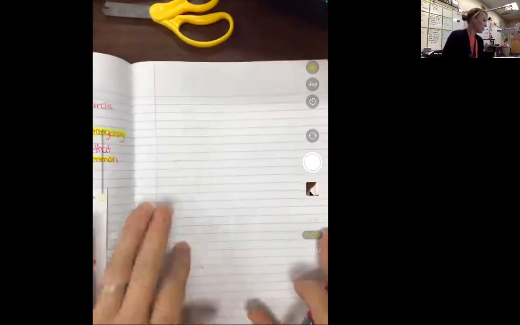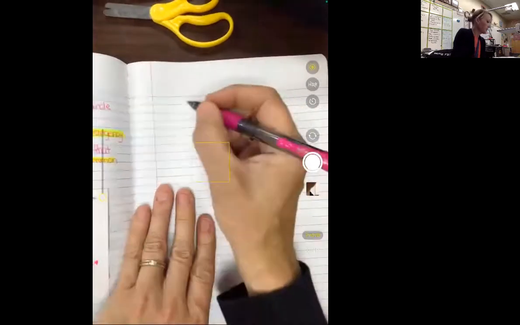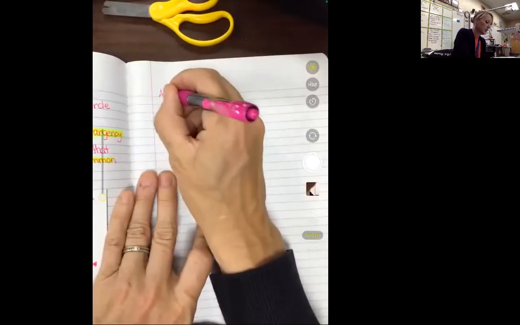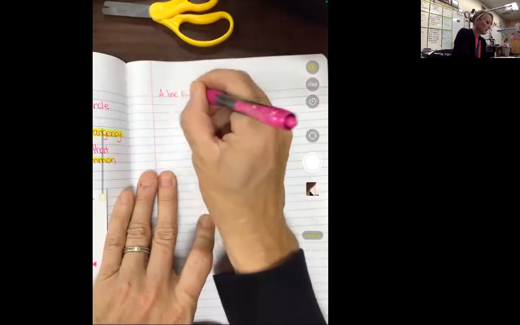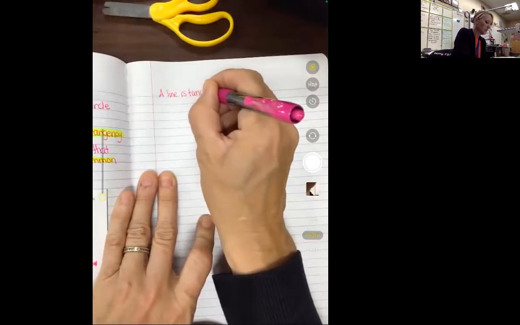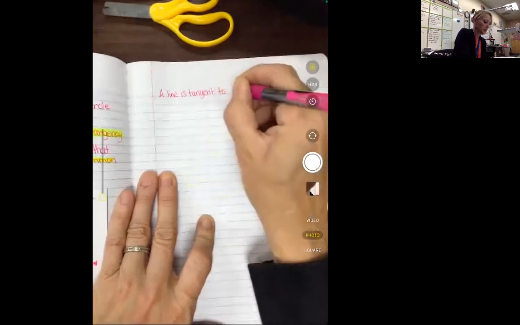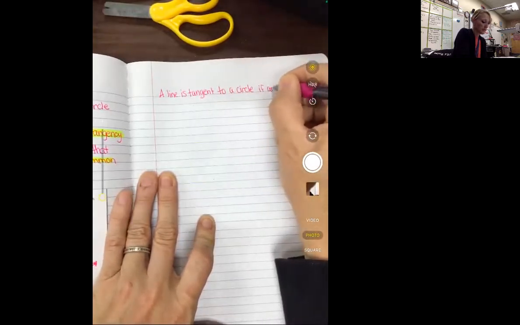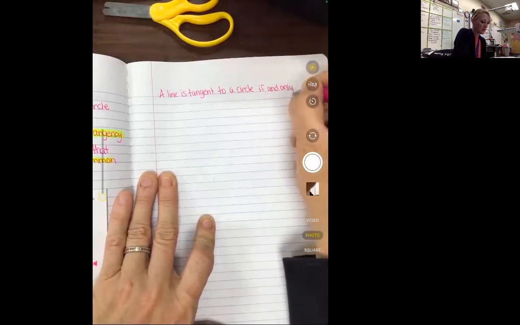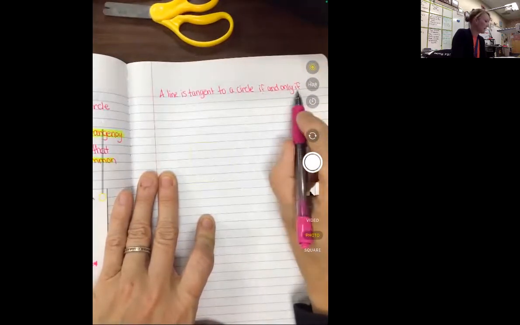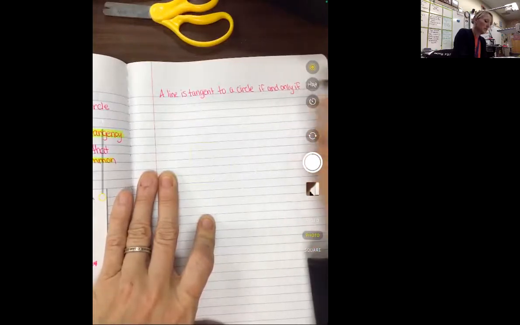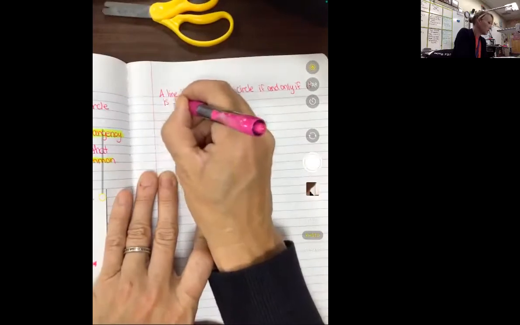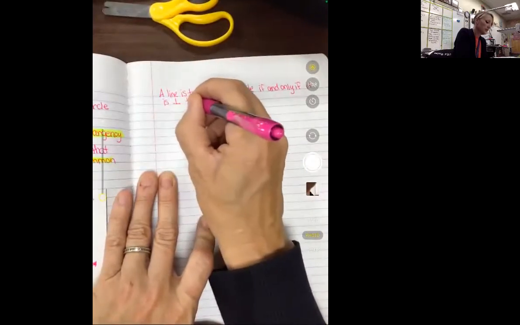Okay, so the next part is a theorem that says a line is tangent to a circle if and only if, so therefore we know that it's a biconditional, so it works both ways, if and only if it is perpendicular to a radius.